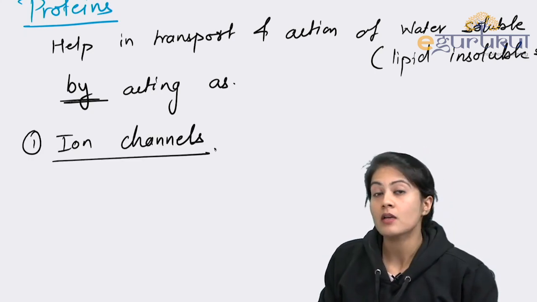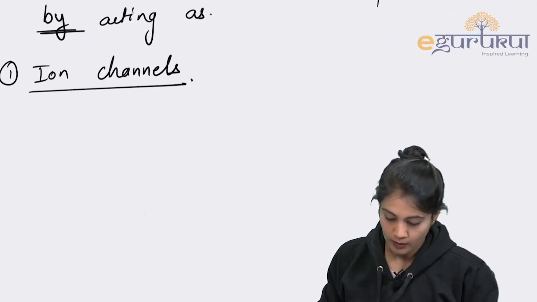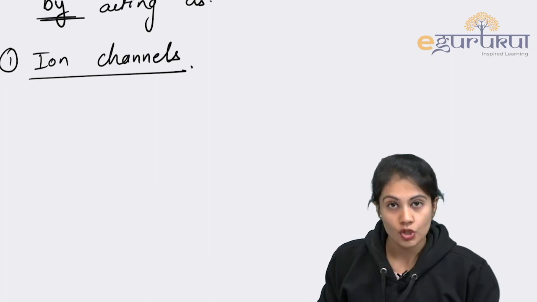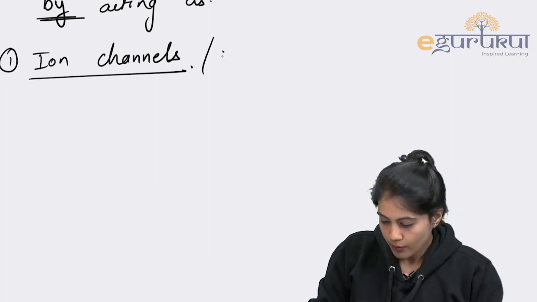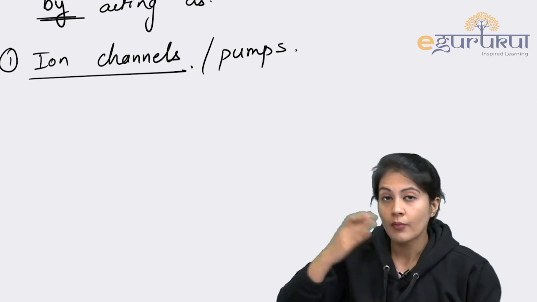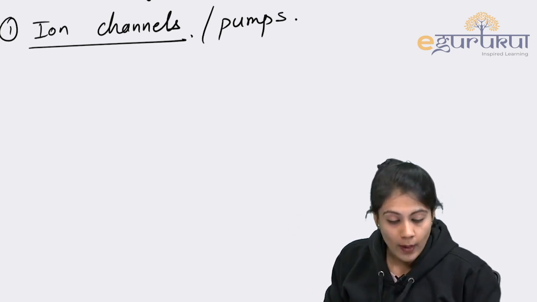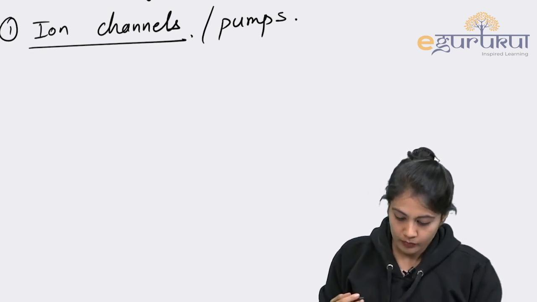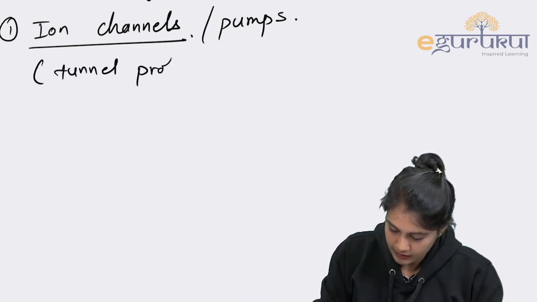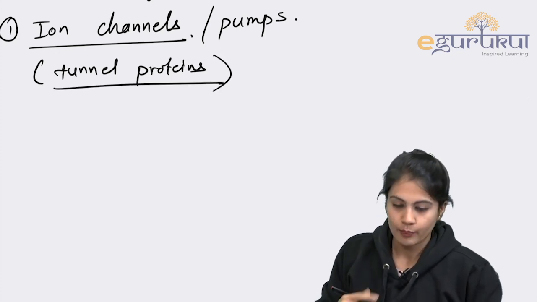Which proteins can act as ion channels? The proteins which go through and through, the integral proteins, act as ion channels. What else? Or pumps. We will discuss the pumps in detail whenever we are discussing transport across the cell membrane. So, ion channel or pumps. The ion channels are made up of tunnel proteins. There is a specific type of protein which makes a tunnel-like protein.